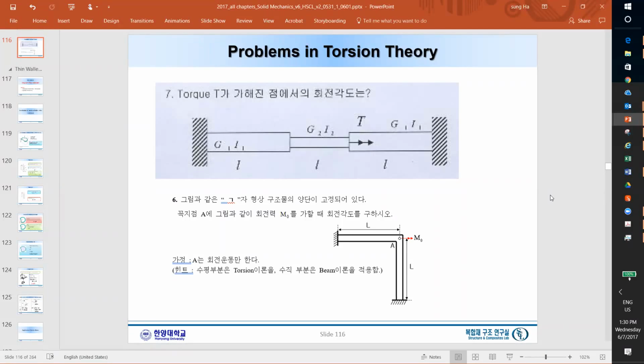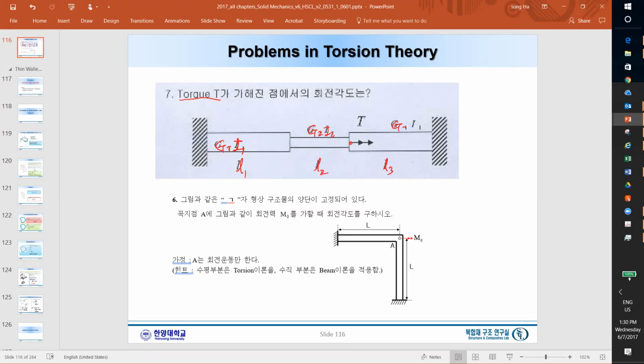Here, in this problem, torsion T is applied. Actually, there are 3 shafts connected in series, and each one has length L, or you can consider them different, with different lengths and different G1 I1, and this is G2 I2, and G3.